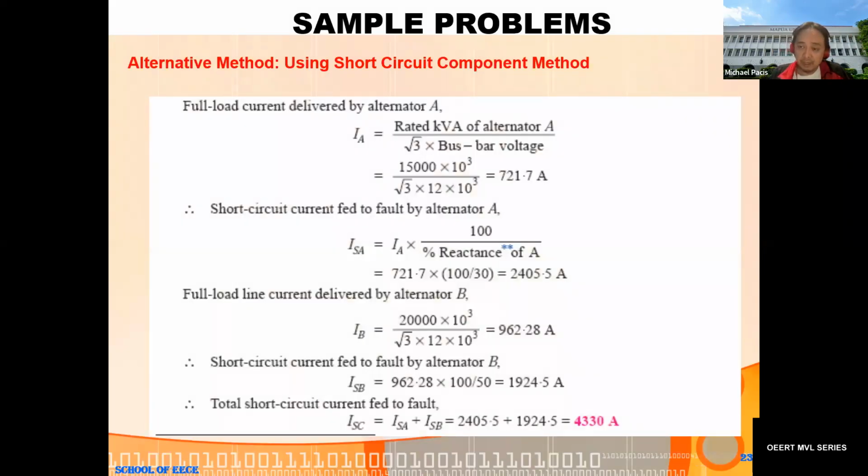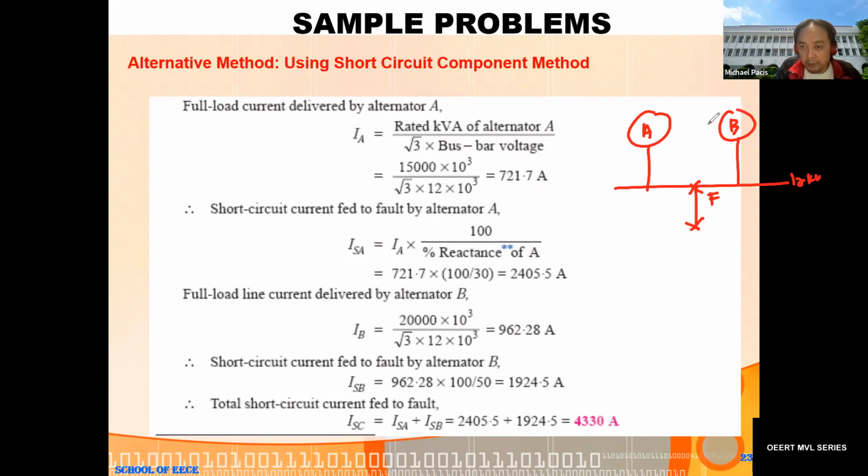Okay, now there is an alternative method. It is called the short circuit component method, wherein the superposition theorem is used. If you have your generator A and generator B, and the fault occurs here on your 12 kilovolt busbar, what you will do is turn off one of the generators and then compute for the short circuit. Because there is an Isc at A, an Isc at B, and you have IF.